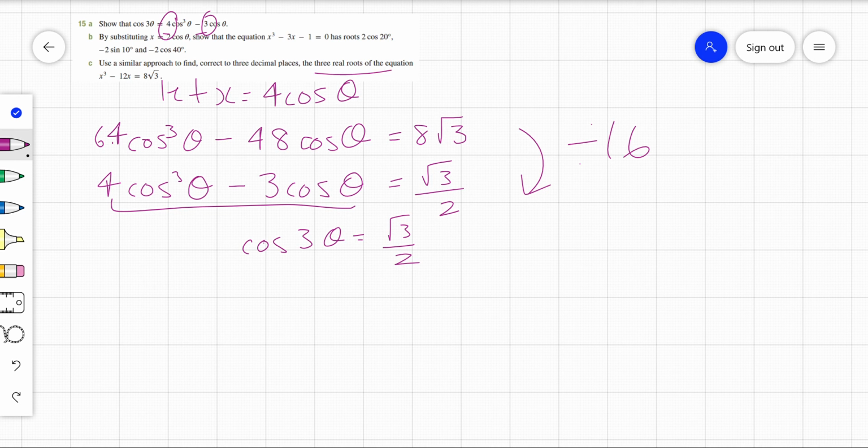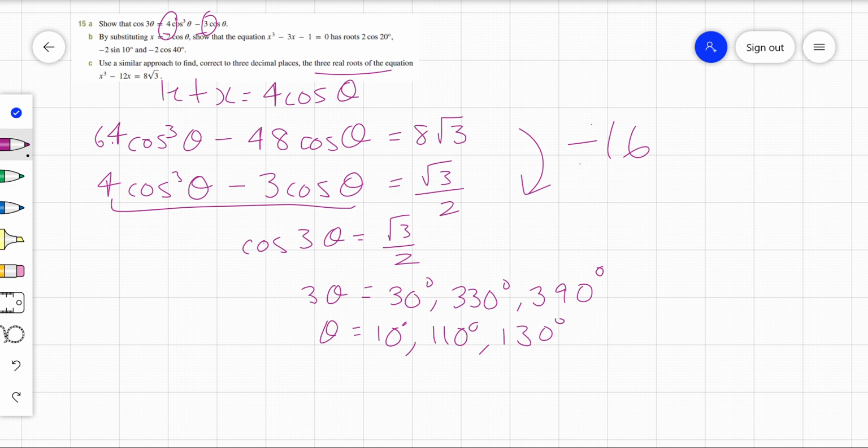Alright, it does say 3 real roots, so I'll do the same thing we did before. To get our root 3 on 2, we've got 30 degrees, and 330 degrees and 390 degrees, I think that's right. So our theta will be 10 degrees, 110 degrees, 130 degrees, if we're just looking for the first 3.